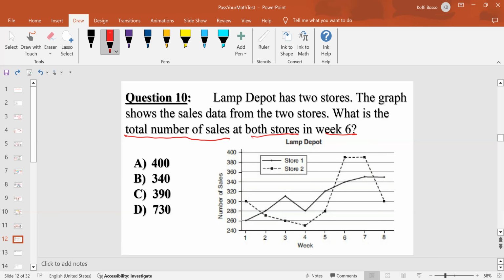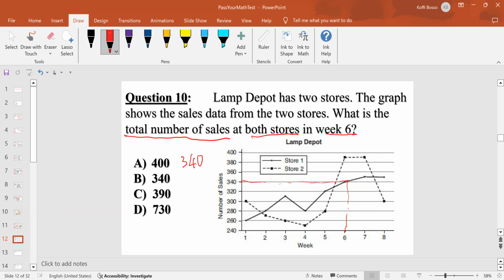First of all, we need to locate week 6, which is this one. Now, for the two stores, we want to see how many sales they made. So you project this to each line representing the store. The first one here, you'll see that approximately the number of sales is 340. So I take 340.